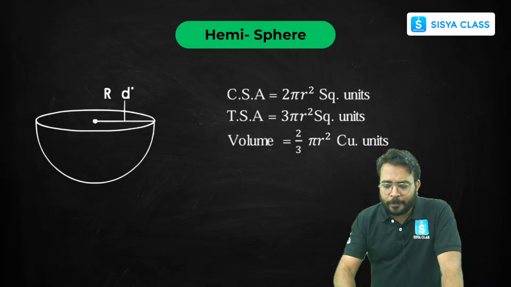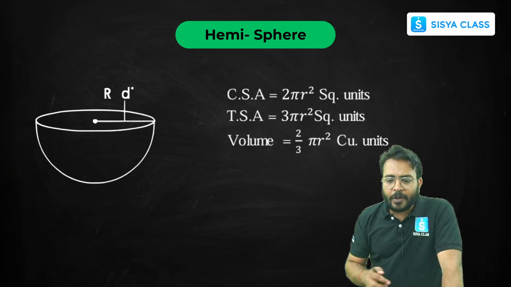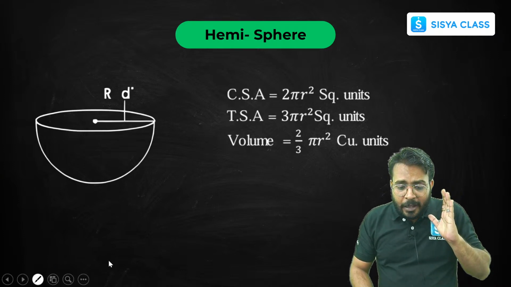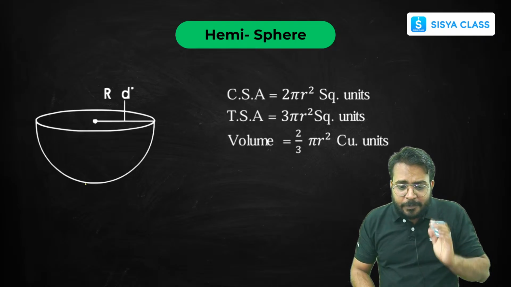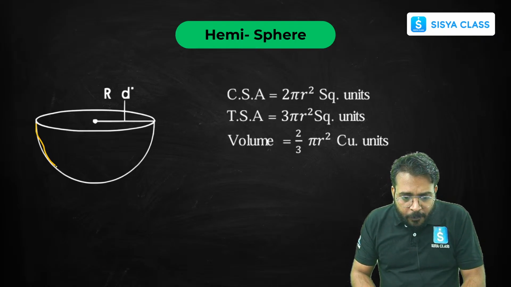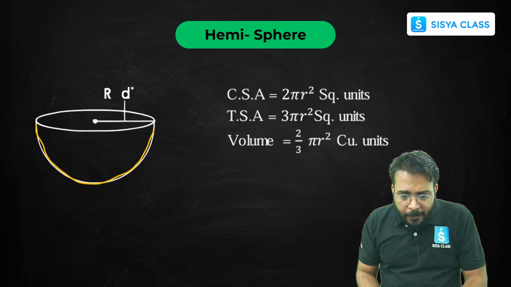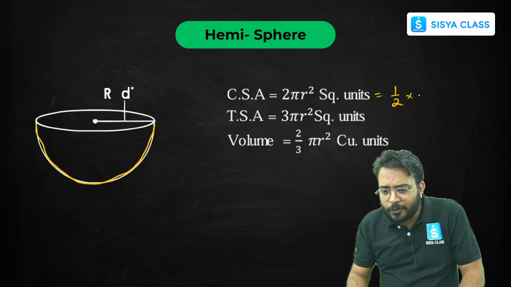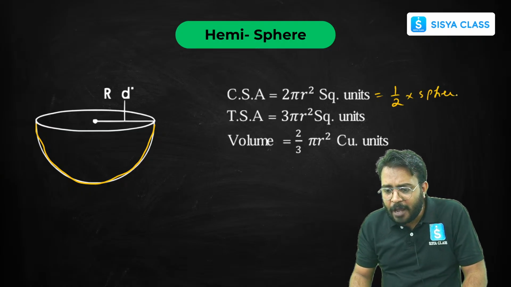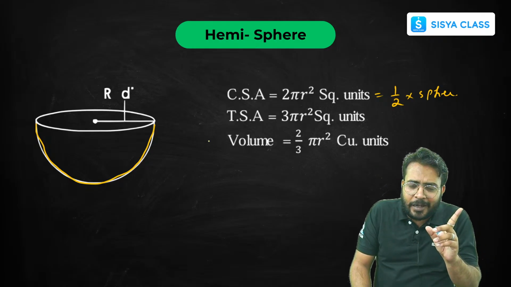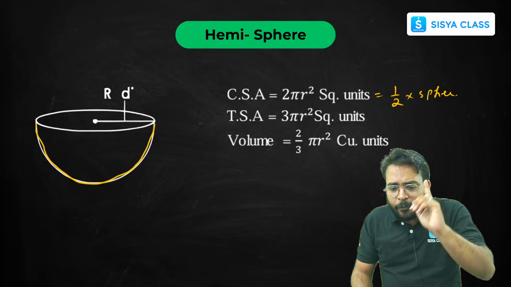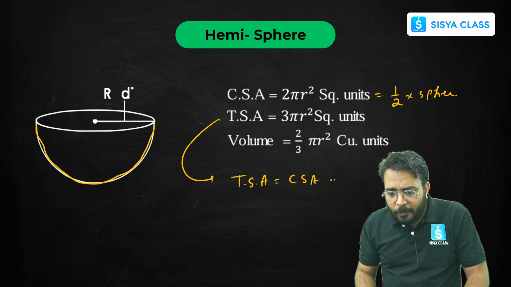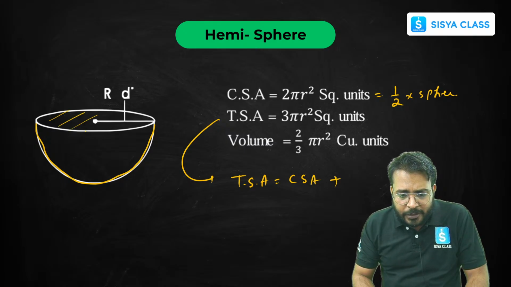And for hemisphere, it is going to be different. Total surface area is different and curved surface area is different. If I talk about the curved surface area, I am talking about this part, this area. The curved one is going to be half of the sphere. In sphere we have 4 pi r square, and that's why curved surface area for hemisphere is going to be 2 pi r square. But for total surface area, you have curved surface area plus the area of this cross section. This area is how much?